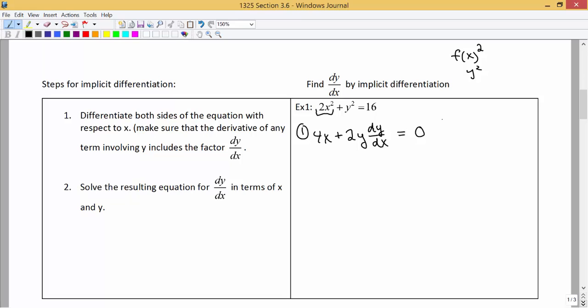Next thing we want to do is explicitly solve for dy dx. In other words, we want to get dy dx by itself on one side. So we're going to solve this equation. We have two separate terms, and we want to solve for dy dx. In other words, we want to get this by itself.